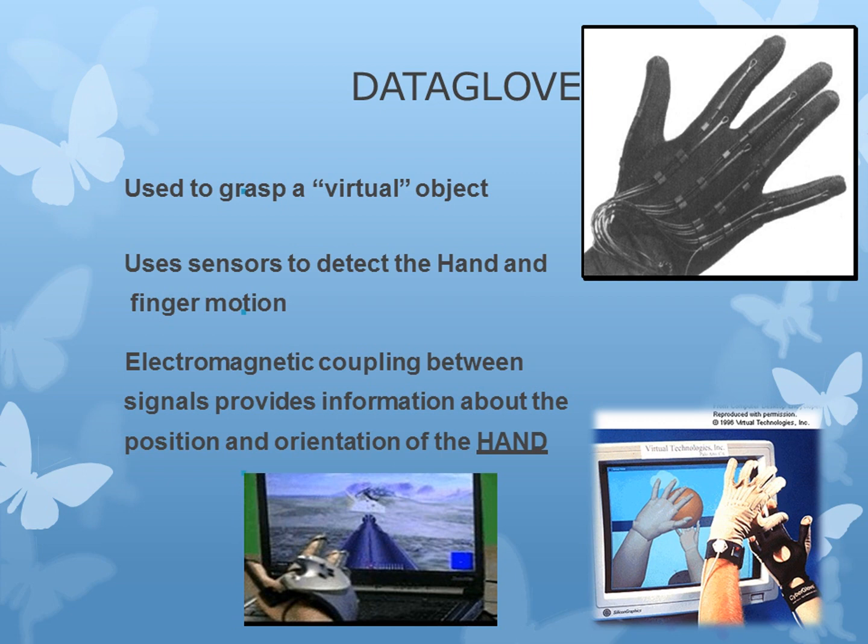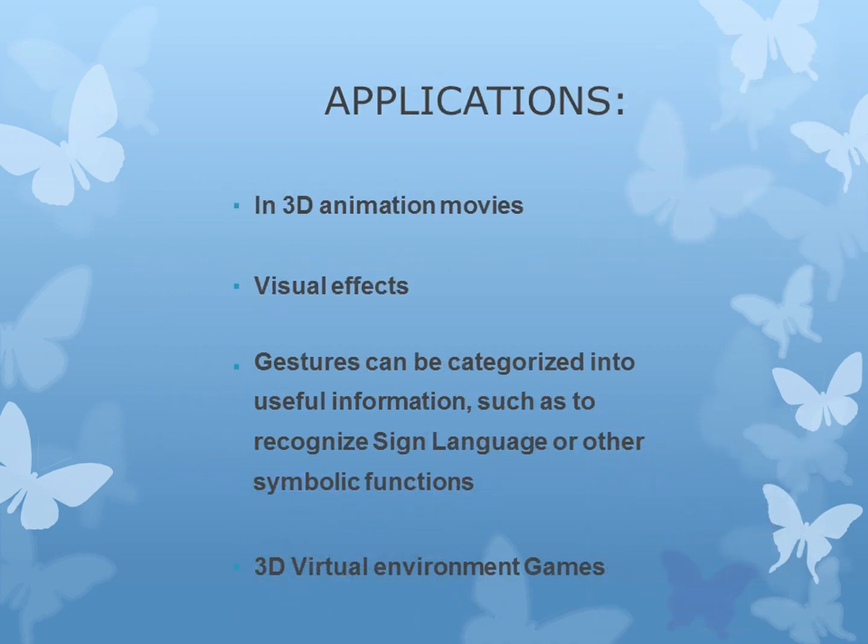Now we'll see the data glove. The data glove is used to grasp a virtual object. It uses sensors to detect hand and finger motion. Electromagnetic coupling between signals provides information about the position and orientation of the hand. Data gloves are also used in animation movies and visual effects, and gestures can be categorized into useful information to recognize sign language and other symbolic functions. It is also used in 3D virtual environments.